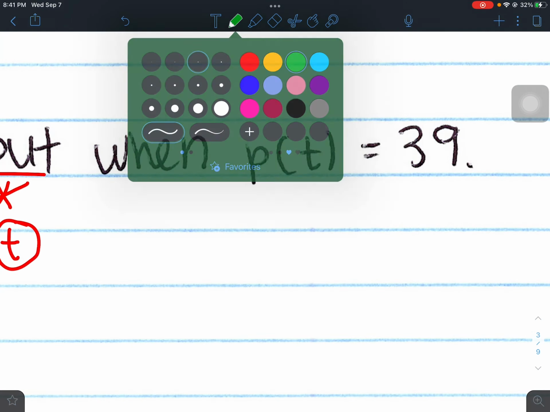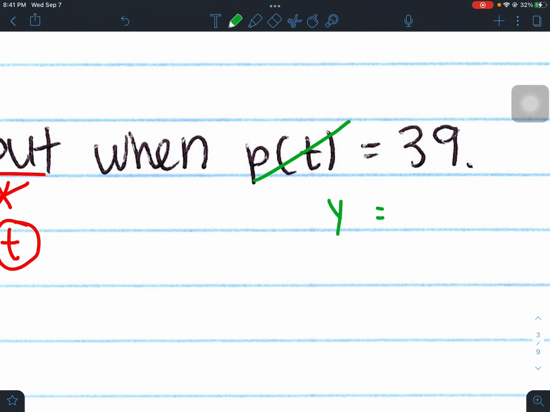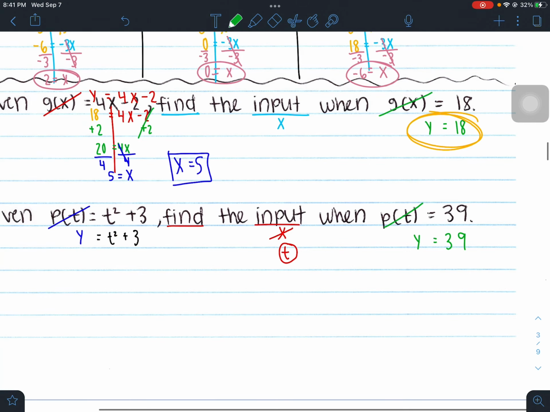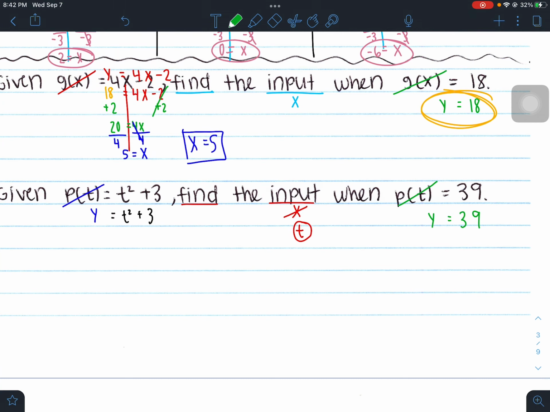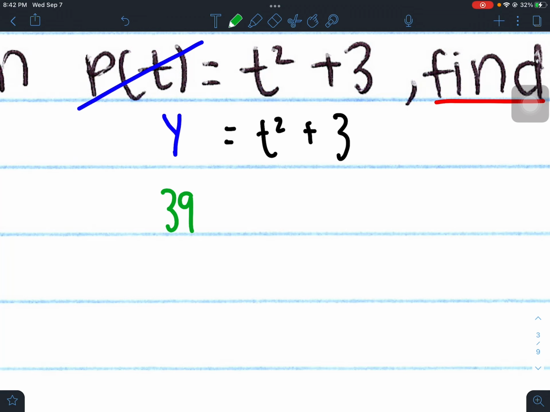And then they're giving us p of t equals 39. Well, again, p of t is the same thing as y. So I'm going to go ahead and get rid of that p of t and put a y in its place. So they're giving us y equals 39. So I'm going to take that 39 and plug it in for y over here. All right, so we have 39 equals t squared plus 3.